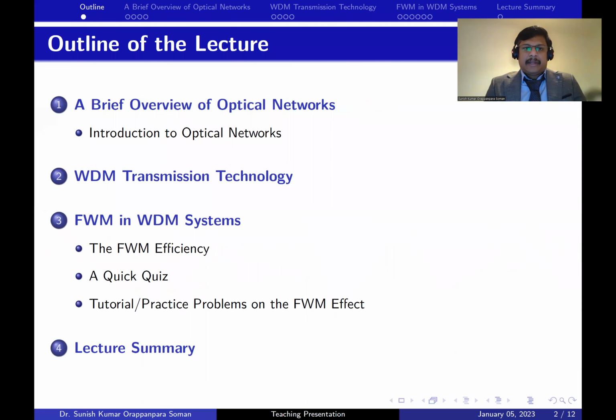The outline of my lecture is given as follows. We start with a brief overview of the optical networks. Then we talk about the WDM transmission technology, its basic block diagram. And then we talk about the nonlinearity effect called four-wave mixing in WDM systems. Specifically, we talk about the FWM efficiency, and we conduct a quiz, and also we solve a tutorial problem on the four-wave mixing effect. And finally, we conclude with the lecture summary.